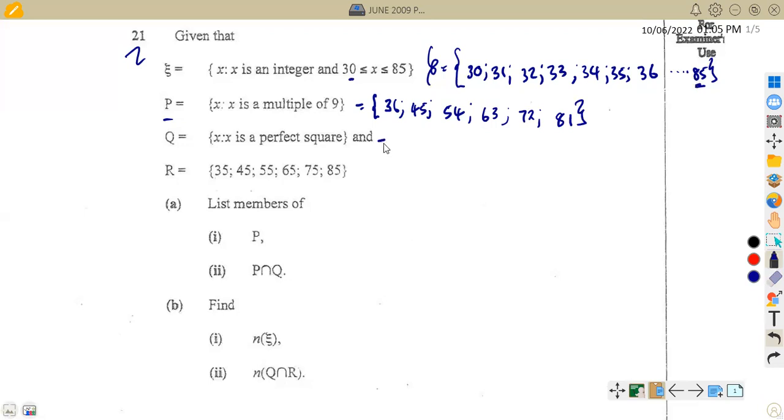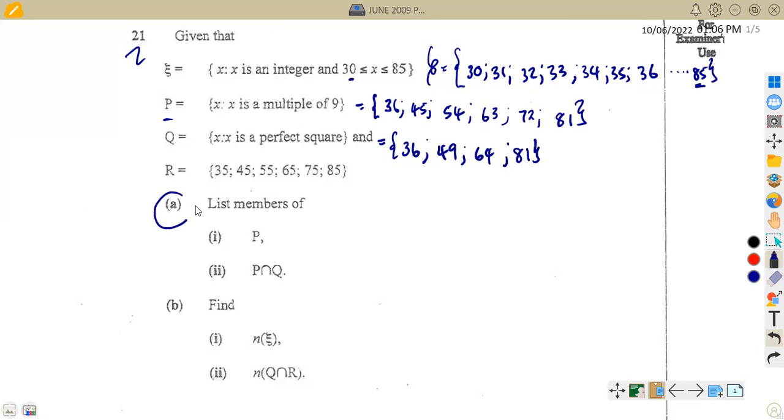Then Q, it's actually a set of perfect squares. From this, what are the perfect squares that we have? 6 by 6, that's 36. 7 by 7, which is 49, 8 by 8, which is 64, 9 by 9, which is 81. 10 by 10, which is 100, we can't have it here. So these are the perfect squares. R is already listed, the set of R is fine.